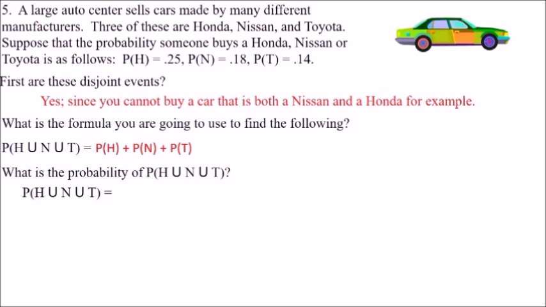So what if I want to find the actual probability? Since all I have to do is add them together, the probability of a Honda, which is 0.25, plus the probability of a Nissan, which is 0.18, plus the probability of a Toyota, which is 0.14, gives me 0.57. So the probability of a Honda or a Nissan or a Toyota is 0.57. In this case, there are apparently also other vehicles there, because they don't add up to one. So that is not the entire sample space. Maybe there are some Dodges or Chryslers or something else there.